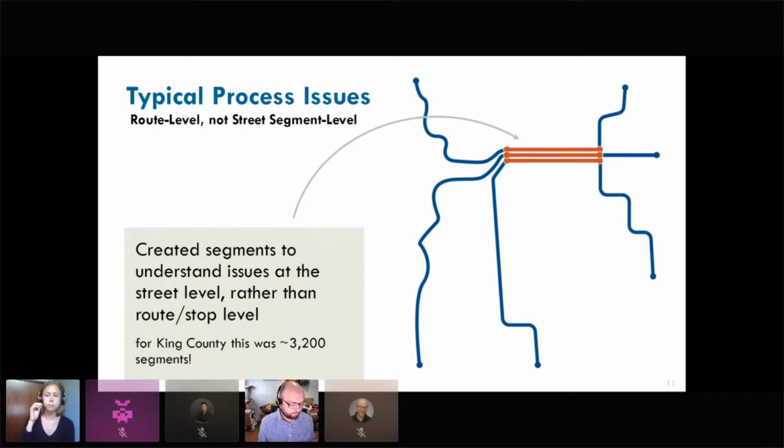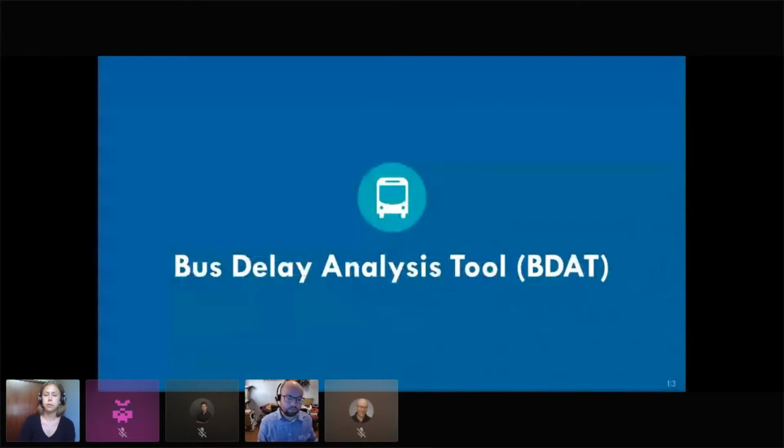So to do that, we developed a custom street segment file that's used to aggregate all of the summary statistics for each route together so that we can look at delay across the whole system, regardless of what route you're on or what stop it's at. Just to illustrate the size of that data, the street segment file we created for King County has just over 3,200 segments in it, so it's pretty large. I'm going to pass it over to Bryan to talk a little bit more about the tool.